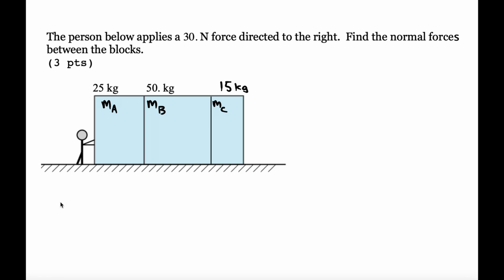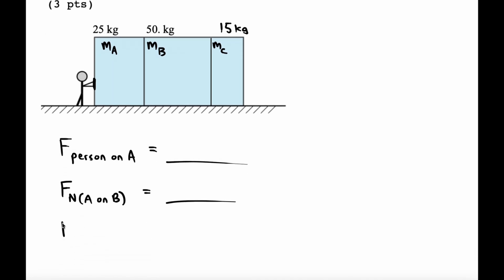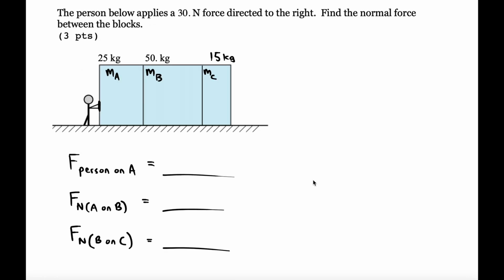So, what's the force acting on A from the person? So talking about the normal force between the person's hands and the block. And then what's the force of A on B? And then it's going to say find the normal force of B on C. The technique would be first to treat the entire system as a unit.